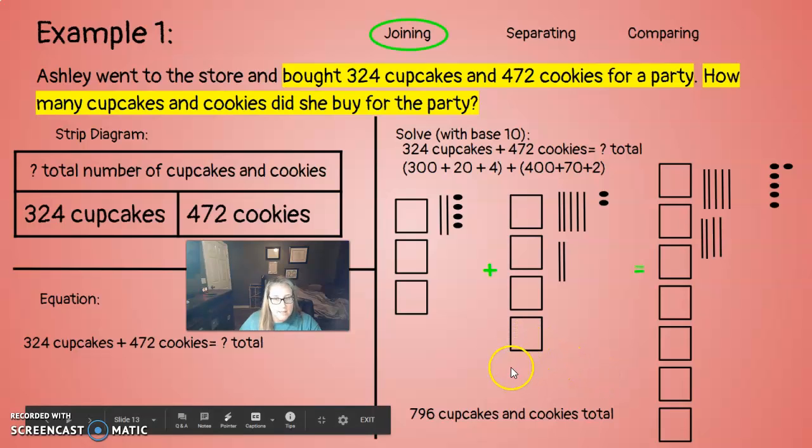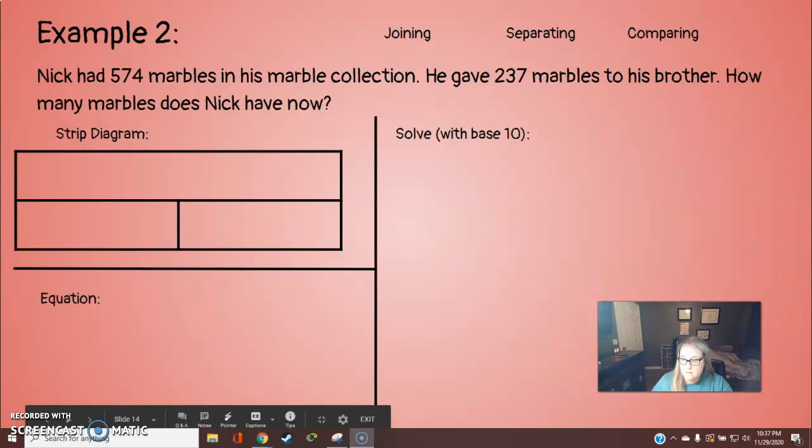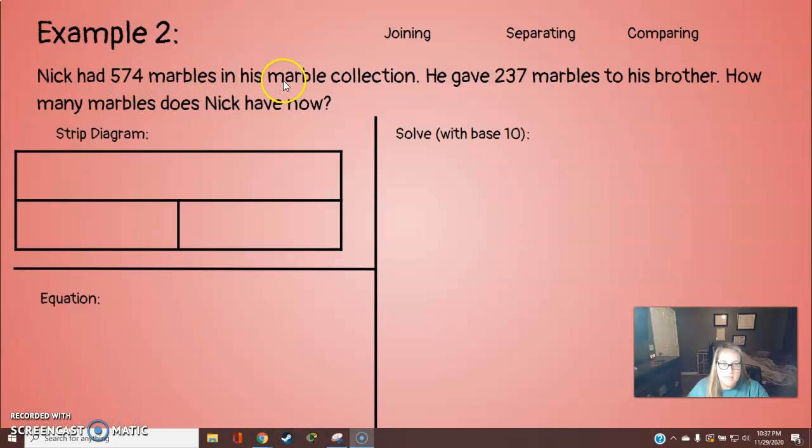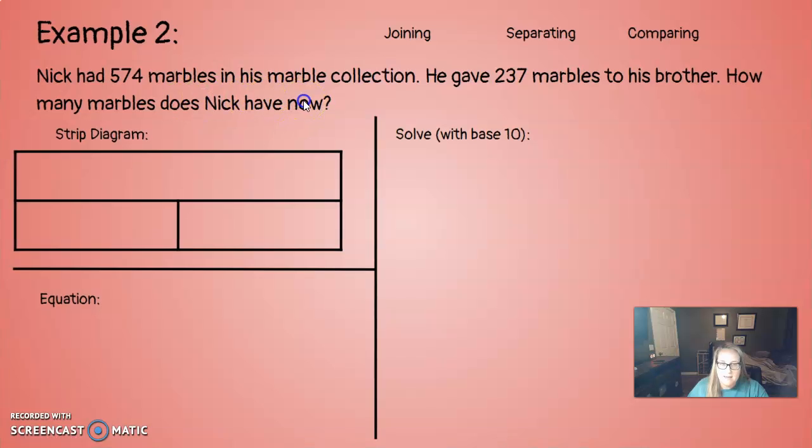So let's look at our next example. Move my camera a little bit. Here we go. Here's what it says. Nick had 574 marbles in his marble collection. He gave 237 marbles to his brother. How many marbles does Nick have now? So let's think about this. Nick starts with 574 marbles in his marble collection. He gave 237 marbles to his brother. How many marbles does he have now?